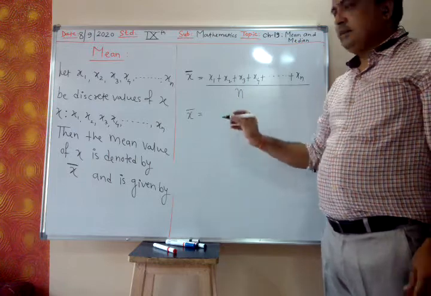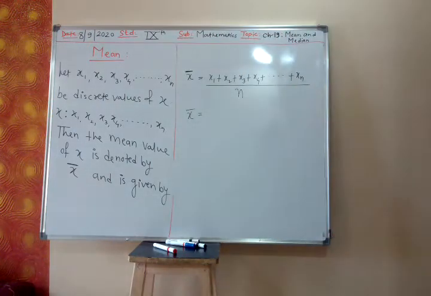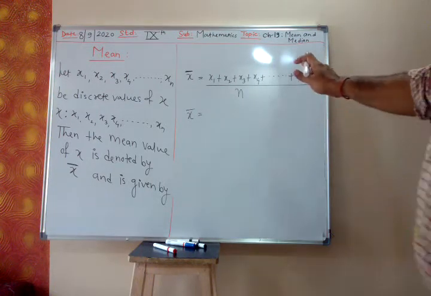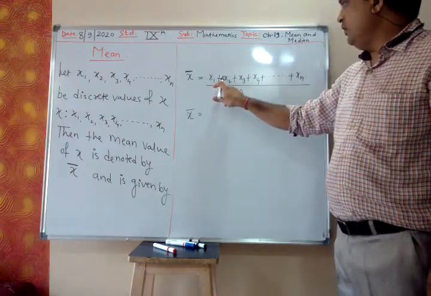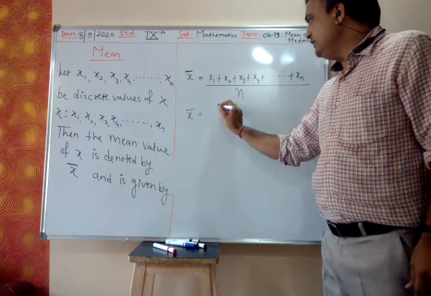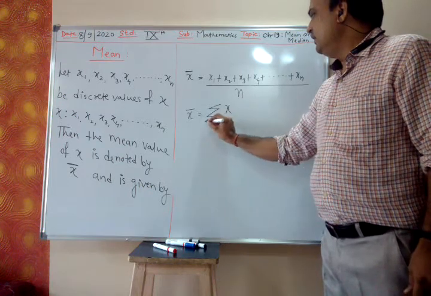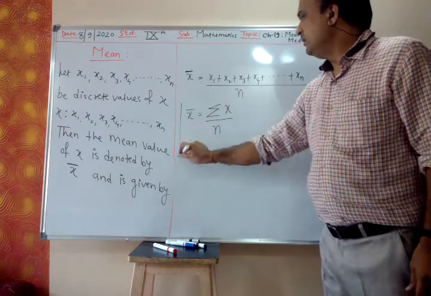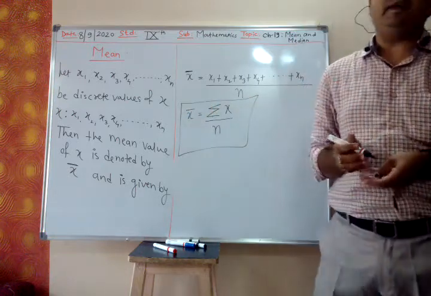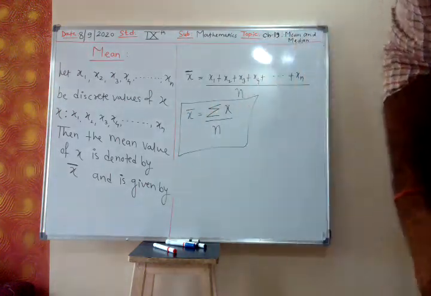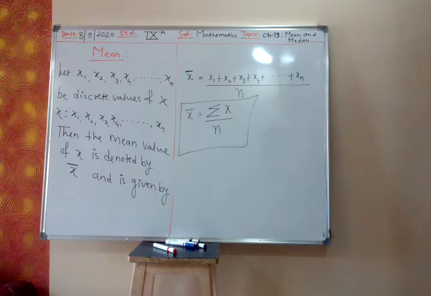Now, for adding all the values of x, we use this symbol, summation. Summation x divided by n. So summation x means add all the values of x. The last value is given as xn; the in-between values are not shown, but the last value is given.